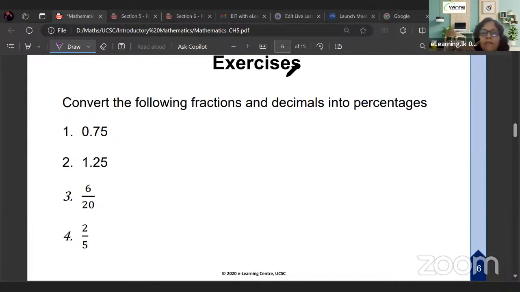Right. Now try to convert these fractions into percentages, decimals and fractions.